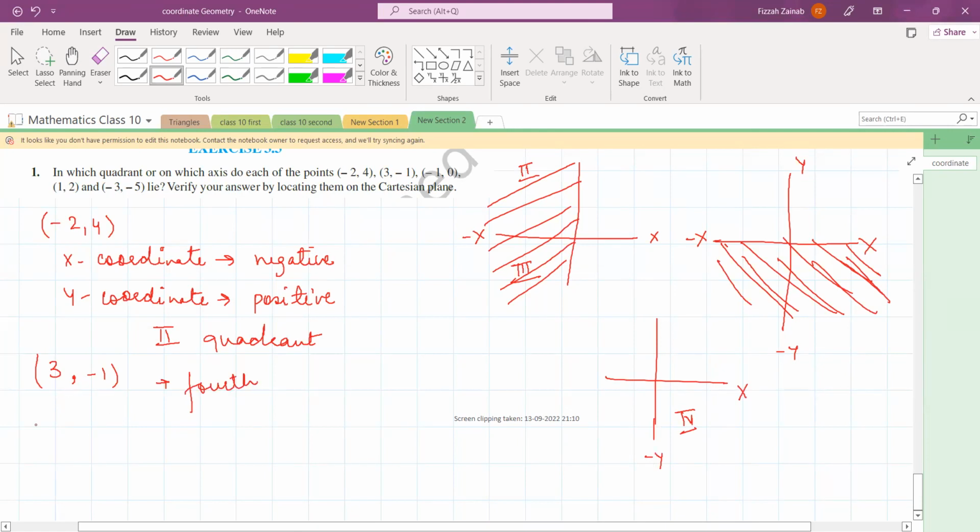Okay, Zeba, now you tell me. -1 and 0. Which quadrant?